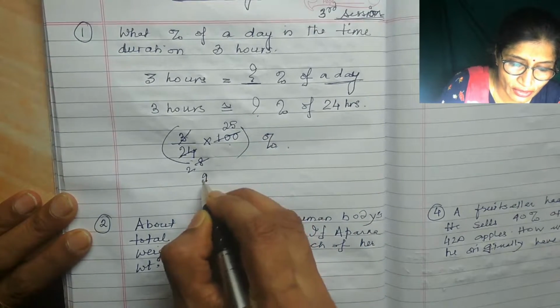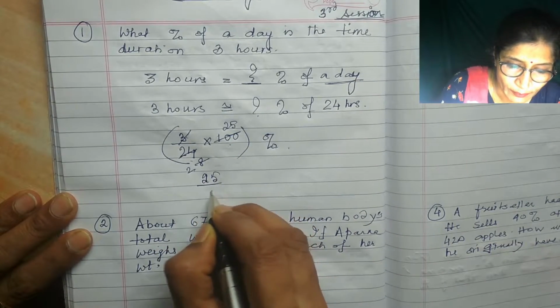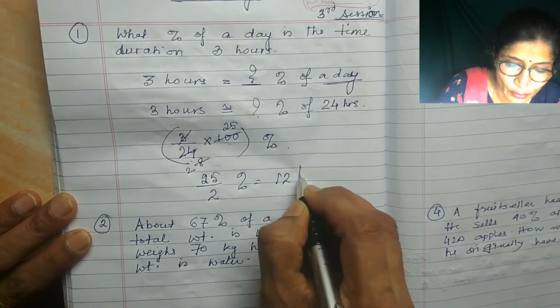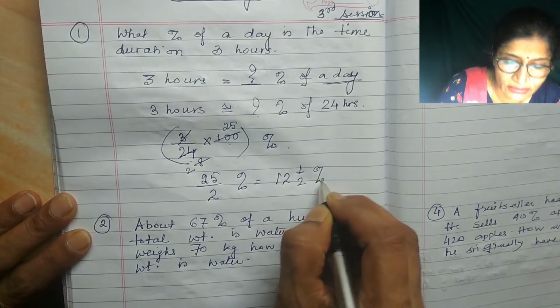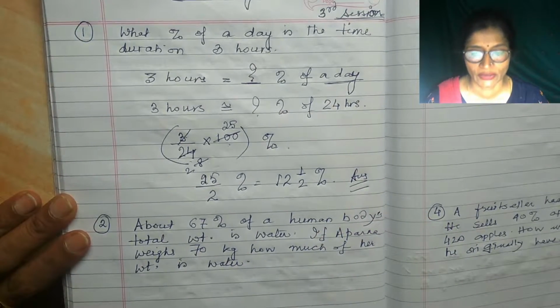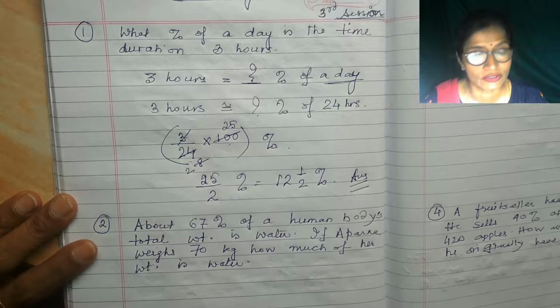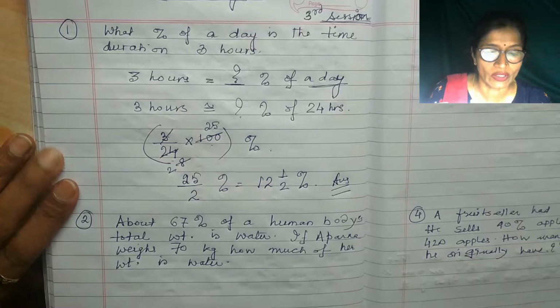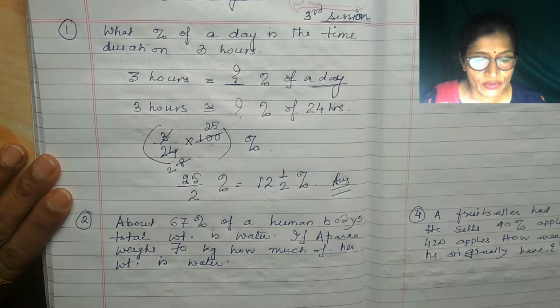3 8s are 24 and 4 2s are 8, so it is 25 divided by 2%. That is equal to 12.5%. So 3 hours is 12.5% of our day. What percent of a day is the time duration 3 hours?